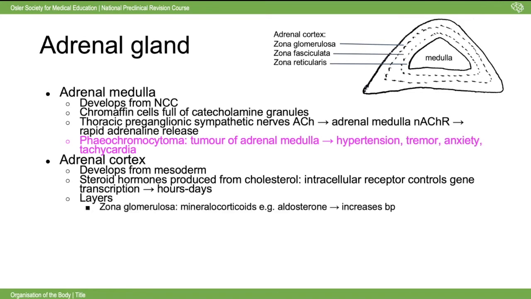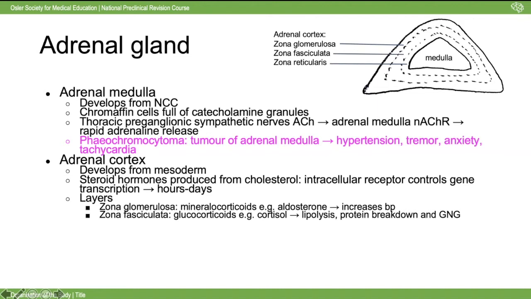So the layers of the adrenal cortex: the outermost layer, the zona glomerulosa, produces mineralocorticoids like aldosterone. And aldosterone increases the salt and water content of the body, and that leads to an increase in blood pressure. I think someone else is giving a lecture on aldosterone, so I won't go into it in too much detail.